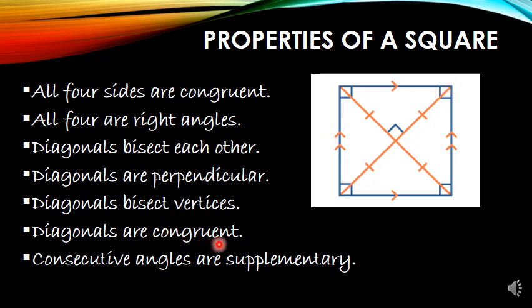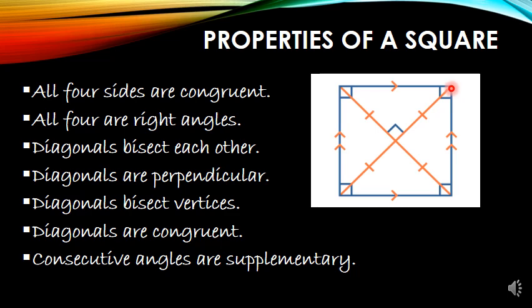And the diagonals are congruent. Diagonals will be equal in measurement. Suppose if this diagonal is 10 centimeters, this will also be 10 centimeters. So where are the diagonals equal? Can you recall? In a rectangle it is equal and in a square it is equal. In a parallelogram, it may be equal or may not be equal. We cannot tell it will be equal always. Same with rhombus also. In rhombus, the diagonals are not always equal.